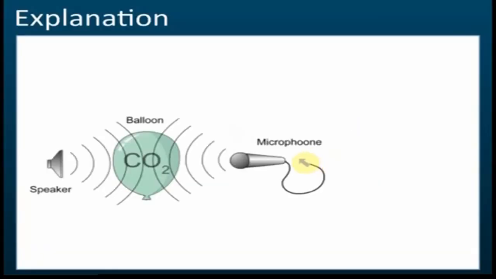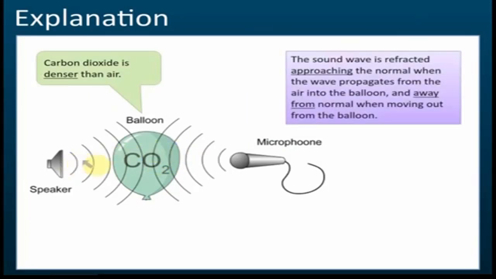Okay, explanation. That is because carbon dioxide is denser than the air. So when the wave moves into this carbon dioxide gas, the speed changes. Actually, when it moves into the carbon dioxide gas, it moves faster. So the sound wave is refracted approaching the normal when the wave propagates from the air into the balloon, and away from the normal when moving out from the balloon.